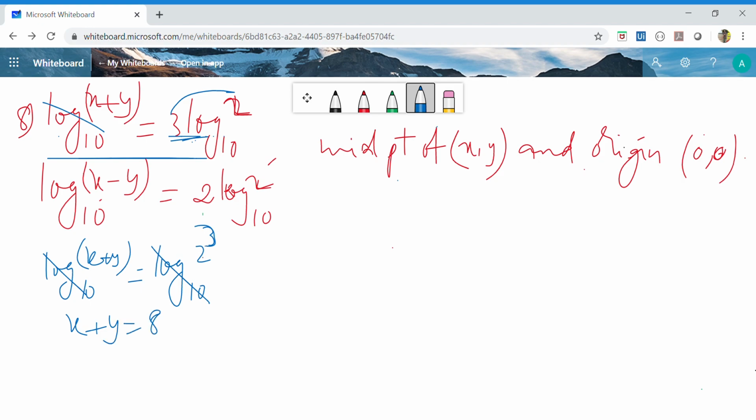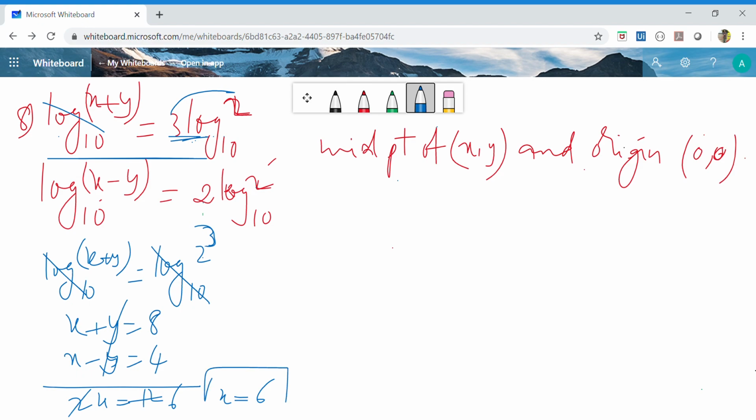2 cube is 8. In the same way, in the second sum, log of x minus y is equal to log 2 square to the base 10. So x minus y is equal to 4 you will get. So 2x is equal to 12 and x is equal to 6. And x plus y is equal to 8. So as x is 6, 6 plus y is equal to 8, y becomes 2.